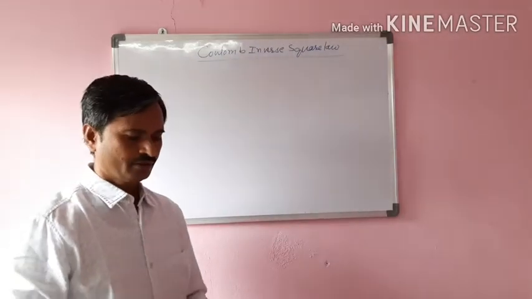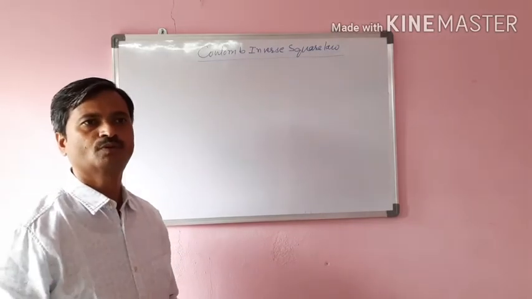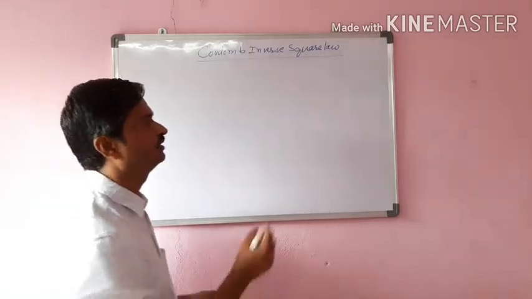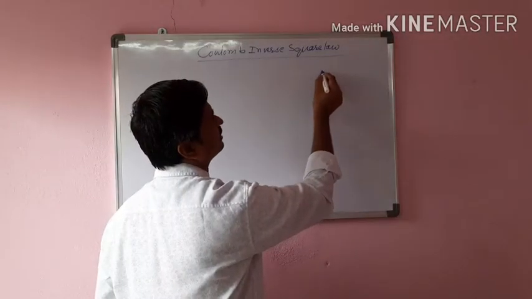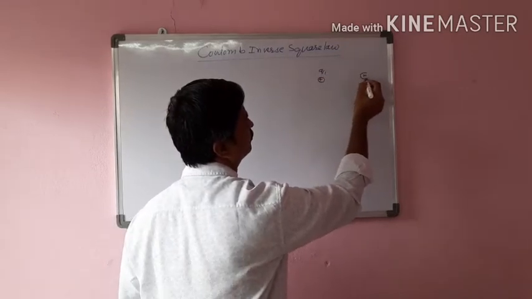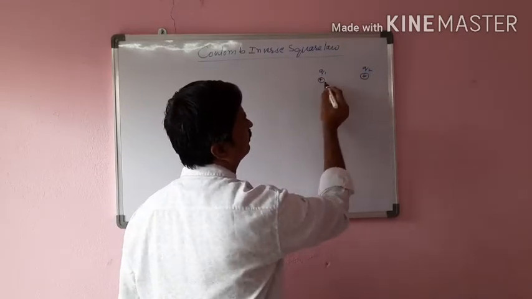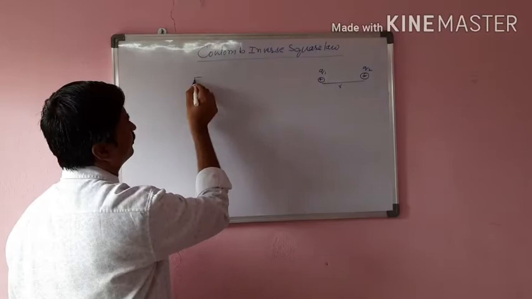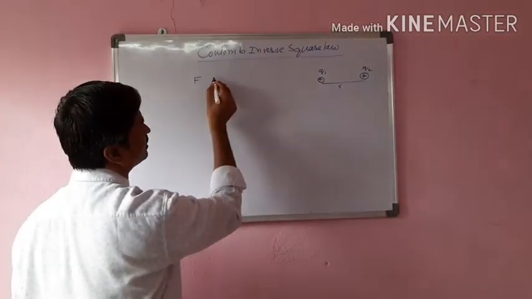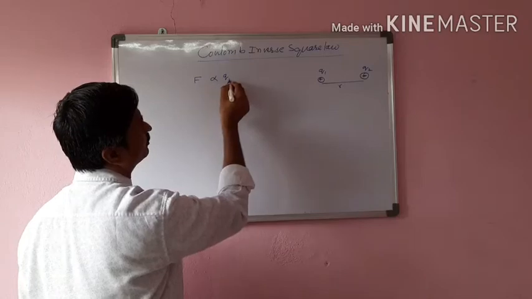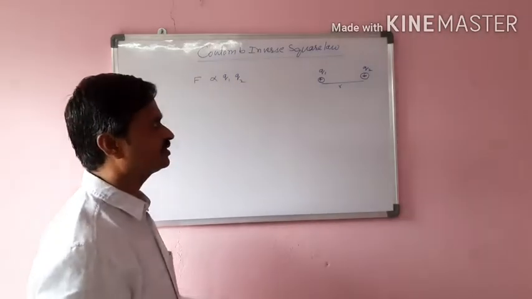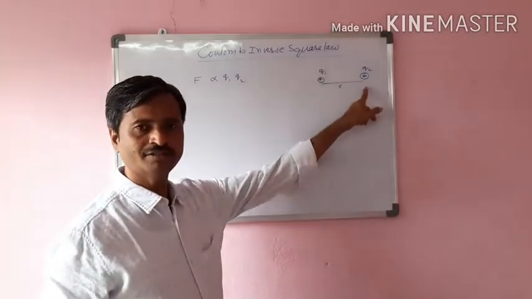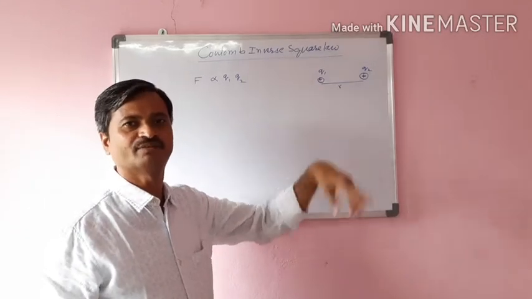After learning about the charges, Coulomb, after his investigations, concluded that when two charges, let us say charge q1 and charge q2, are separated by a distance r, the force is directly proportional to the product of the charges. This force is due to repulsion or attraction. If like charges are there, repulsion. If unlike charges are there, attraction will be there.